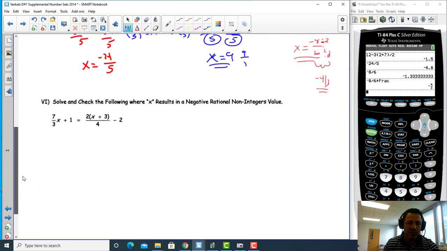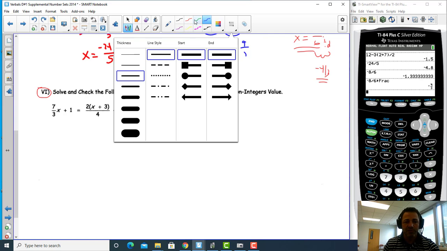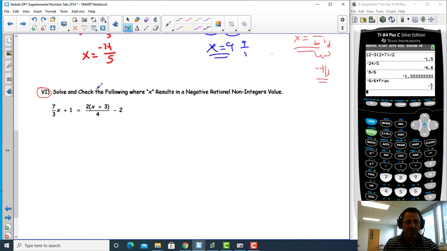Which brings us to the essential question. This is the one you have to be able to do. This puts all the pieces of the puzzle from everything we've learned so far this year together in one question. Solve and check the following where x results in a negative rational non-integer value. All right, so clearly we're hoping for a negative sign.